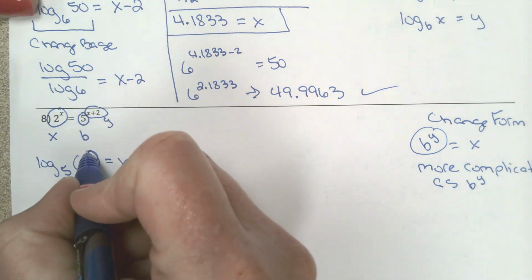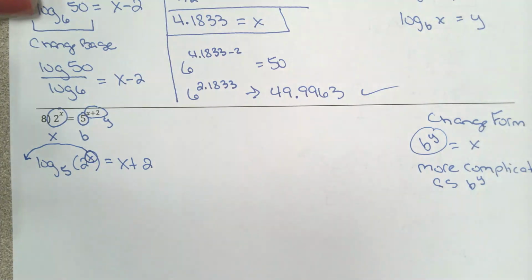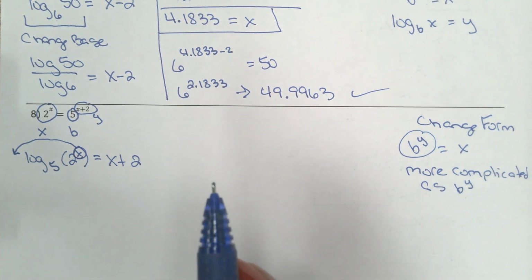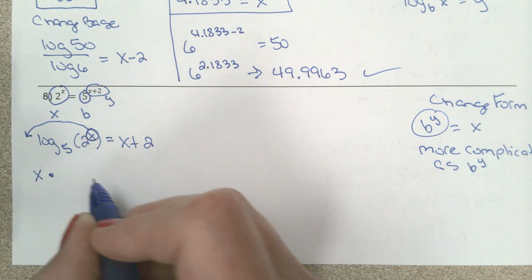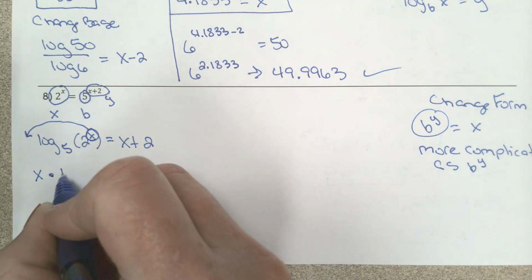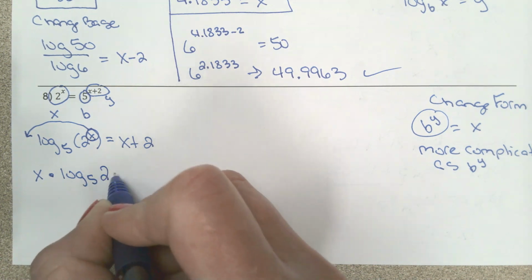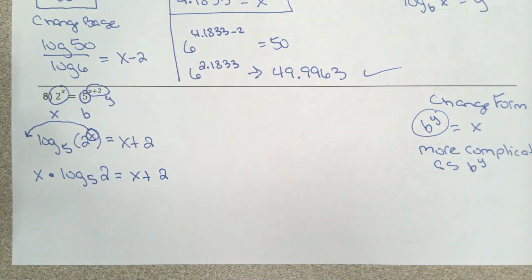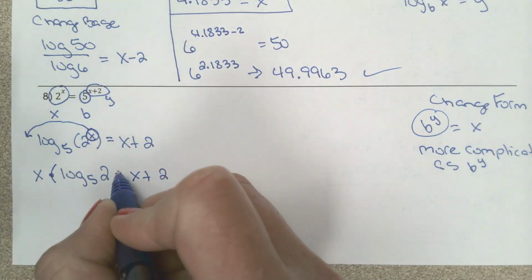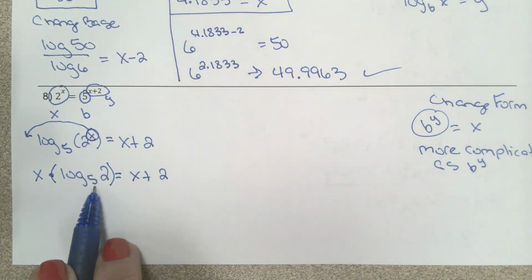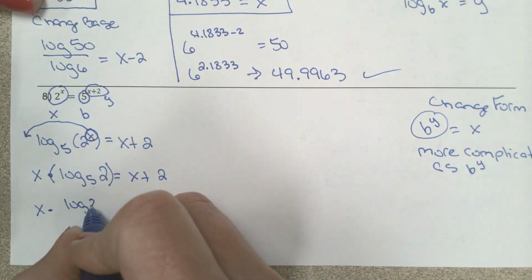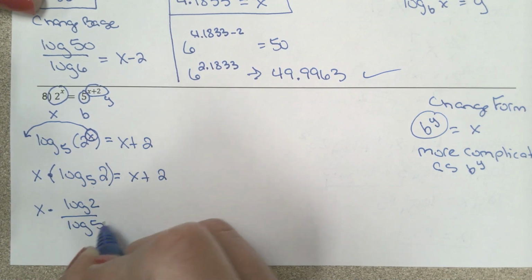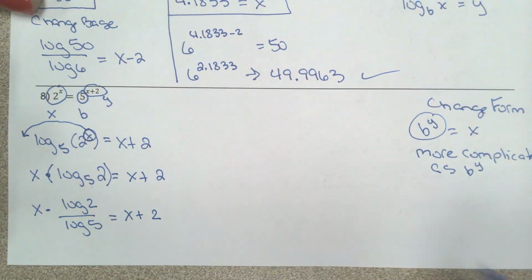So here's what you do. We are reversing and undoing how we usually condense multiplication into an exponent. We're doing the reverse of that one right now. So this x goes to the front, and now it becomes a multiplication. X times log base 5 of 2 equals x plus 2. Now I'm going to do the change of base formula on this portion. So I have log 2 divided by log 5 equals x plus 2.